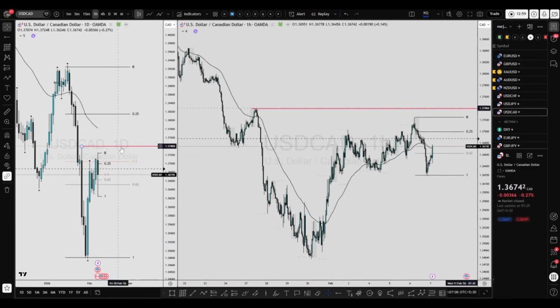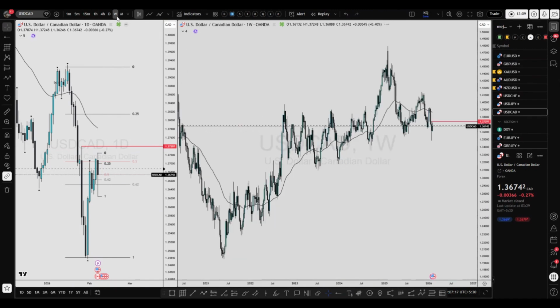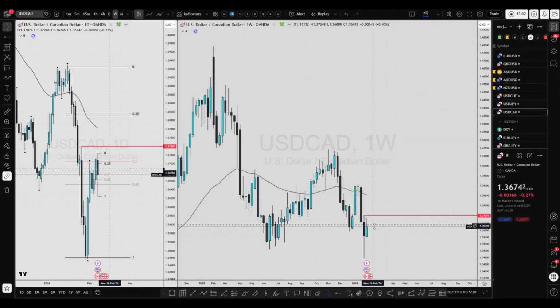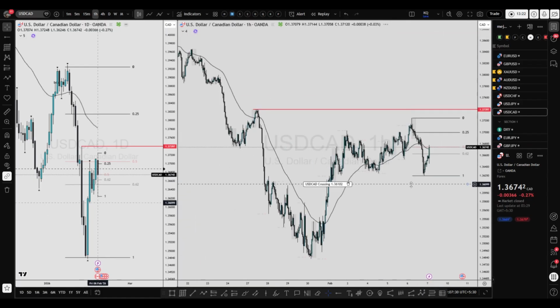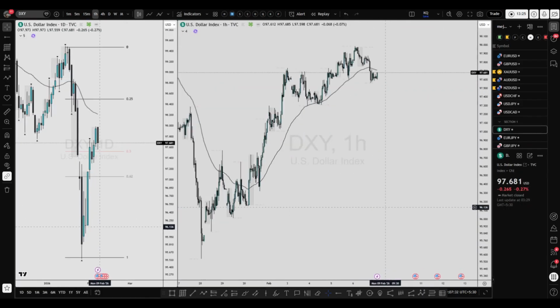What I will be waiting for is one or two more daily bearish candles. Maybe that will give me some instinct that I can start looking for shorts. Maybe I'll be waiting for price to clear this previous weekly low, and then I can start looking for shorts and target towards this low. Yeah, USD CAD is a skip.